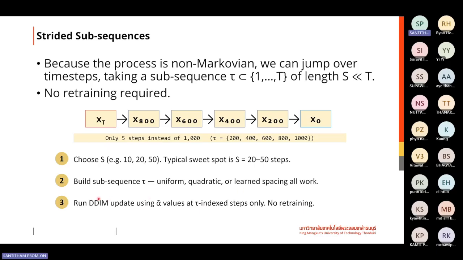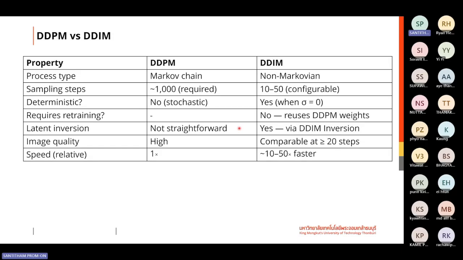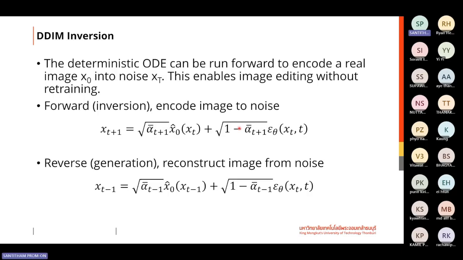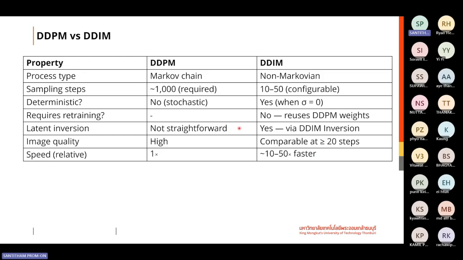So the process would be: choose S, choose the number of steps, and then build the subsequence tau, which is the step function on how fast you want the steps to go through, and then run the DDIM update using alpha and the tau index that you have here. We will look at the code and the inversion of the DDIM afterward.